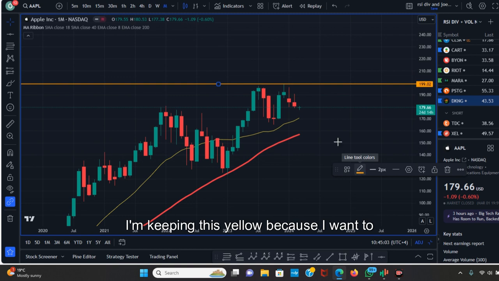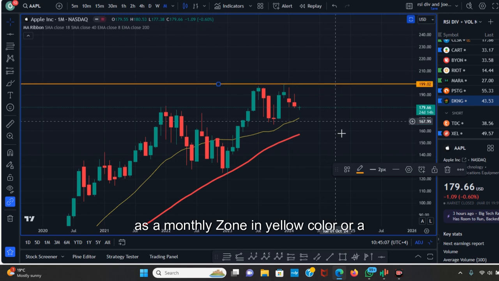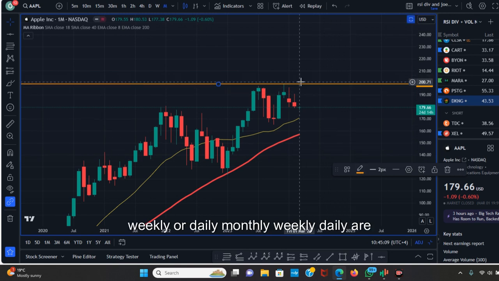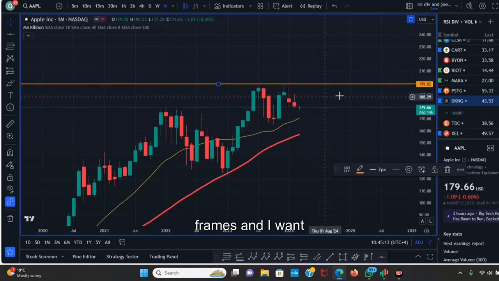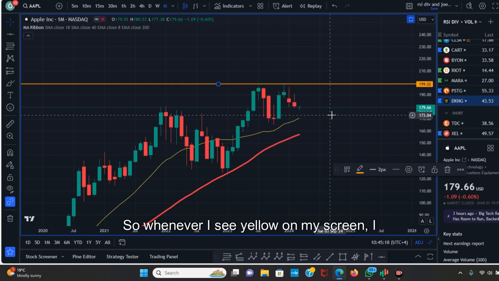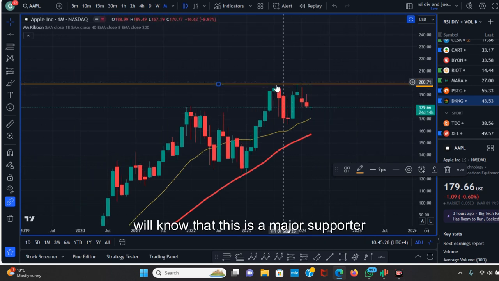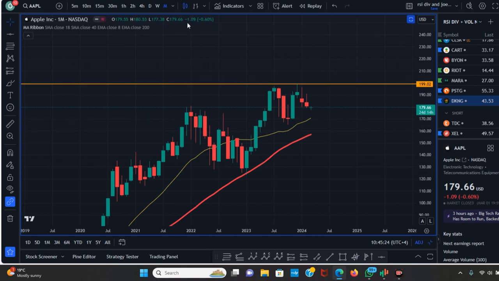You can left click your mouse on this and select the color. I'm keeping this yellow because I want to see this as a monthly zone in yellow color, or a weekly or daily. Monthly, weekly, daily are our main time frames, which are major time frames, and I want them to be represented by yellow. So whenever I see yellow on my screen, I will know that this is a major support or resistance zone.